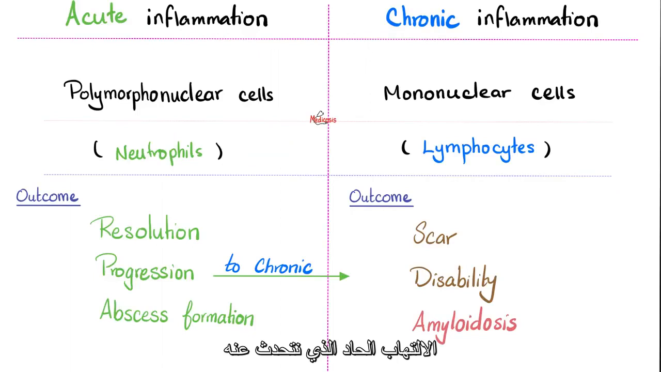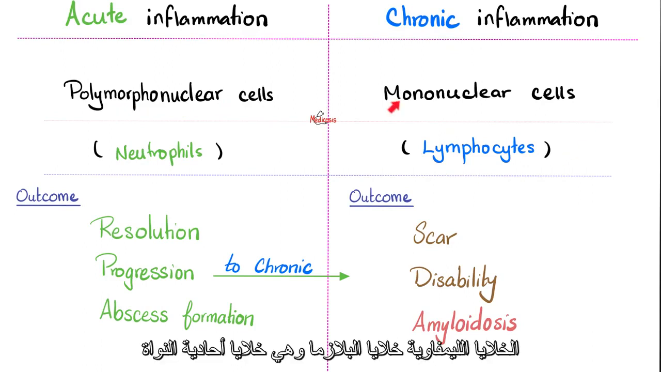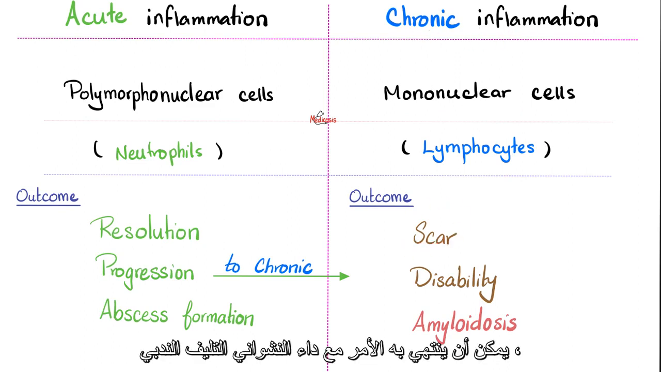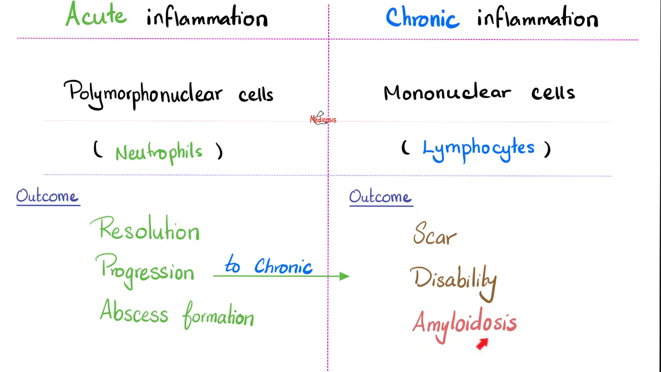Remember acute inflammation, we're talking neutrophils, polymorphonuclear cells. But in chronic inflammation, we're talking lymphocytes, plasma cells, which are mononuclear cells. What's the fate of acute inflammation? Resolution or progression or abscess formation. But what's the outcome? What's the prognosis of chronic inflammation? It can end up with scar, fibrosis, disability, amyloidosis.